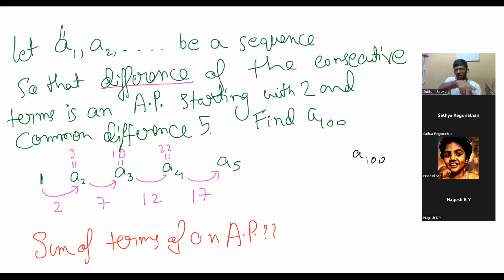There are no advanced techniques you need, but you have to interpret it correctly. You can see, what is A2? A2 is gotten by 1 plus 2. That's what it means that A2 minus A1 is 2. Look at A3. A3 is gotten from A2 by adding 7. So what is A3? 1 plus 2 plus 7. What is A4? 1 plus 2 plus 7 plus 12. That's how you come to A4, right? By adding those differences.